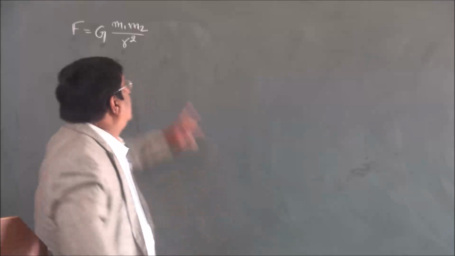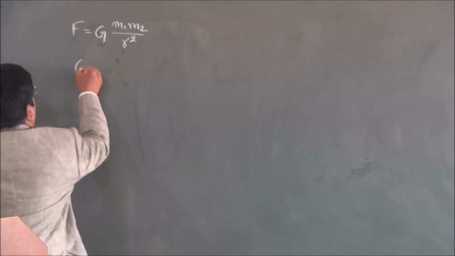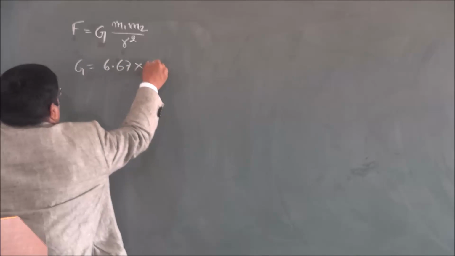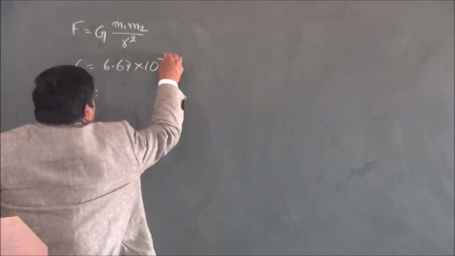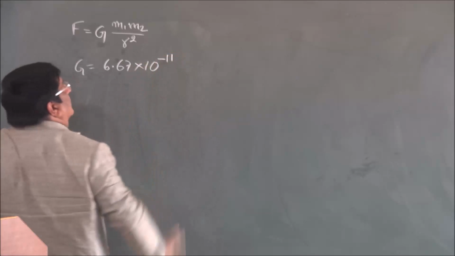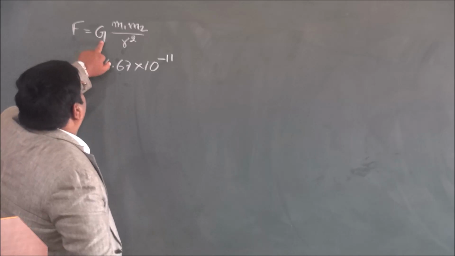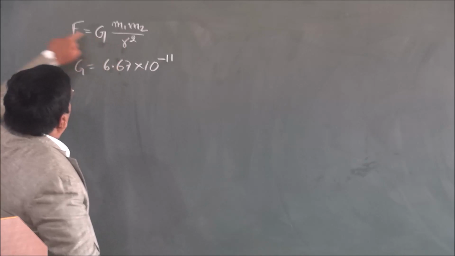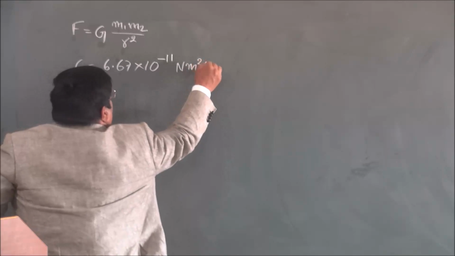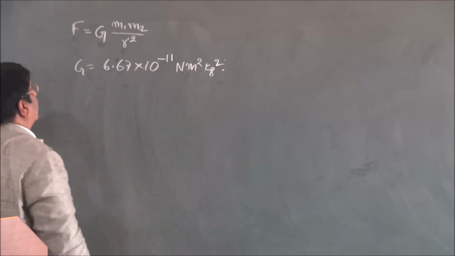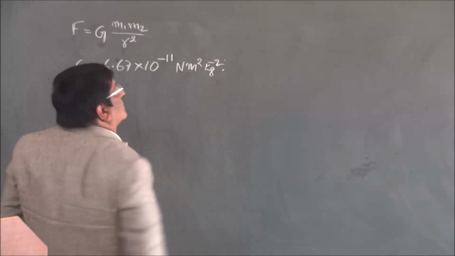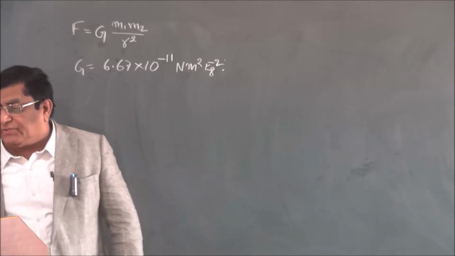And what is the value of this constant? G is equal to how much? 6.67 into 10 to the power minus 11. Okay. Now, what should be the units of it? Newton meter square per kg square. This is the value of G.